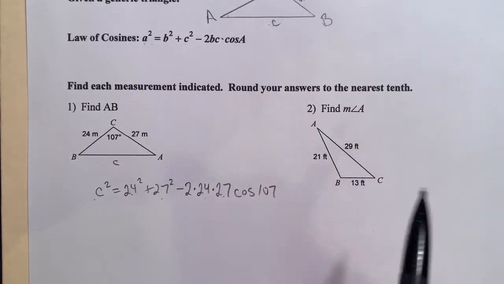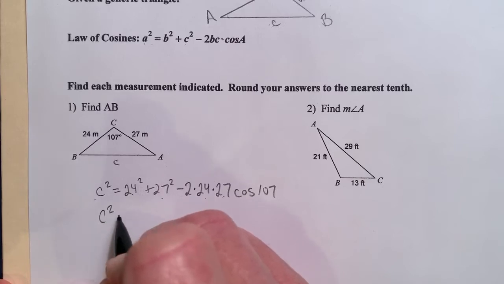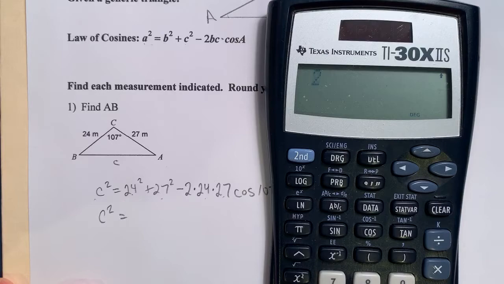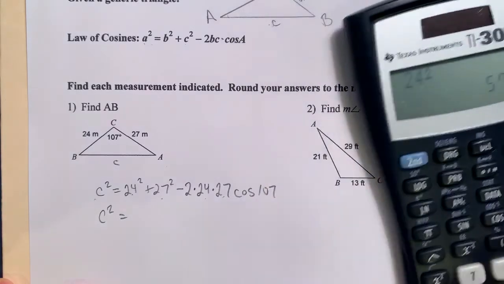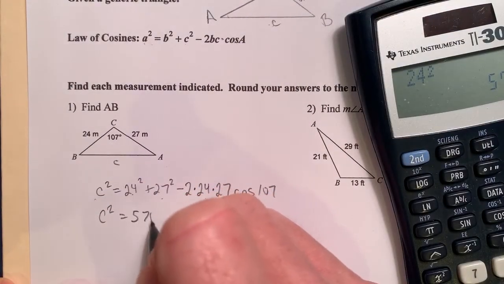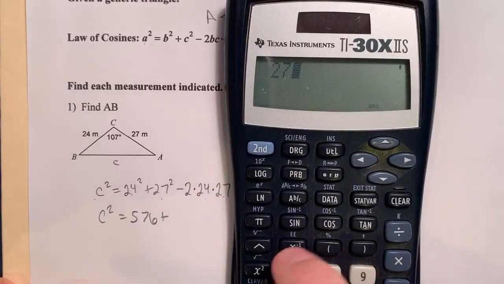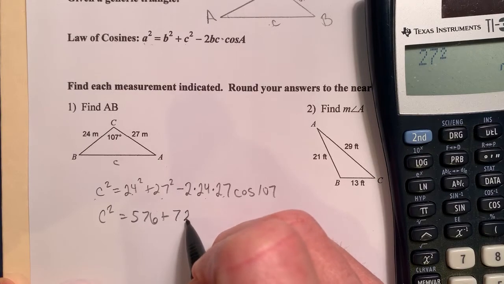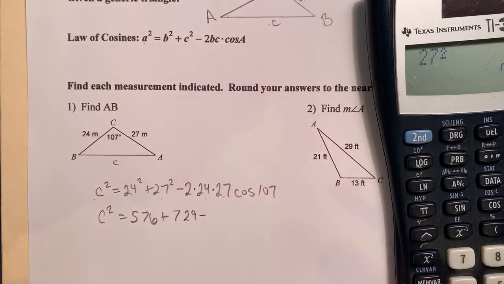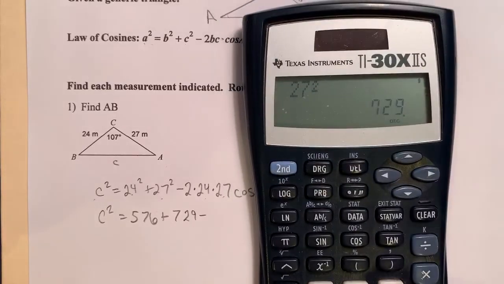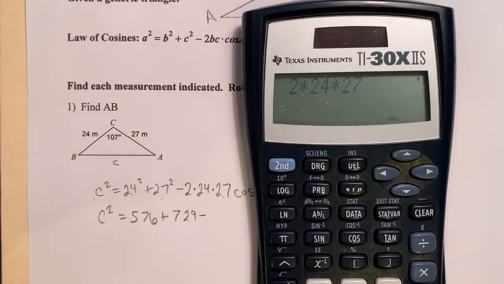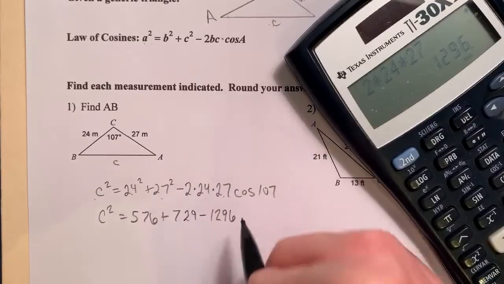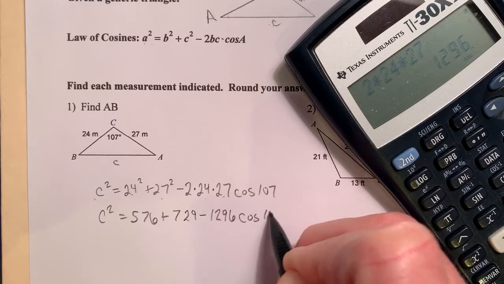All right, so let's clean this up. I'm going to have c squared equals, using probably the same calculator you have, 24 squared, 576, 27 squared, 729, minus, and then I'm going to multiply those things out. So 2 times 24 times 27, 1296, and then that's times the cosine of 107.